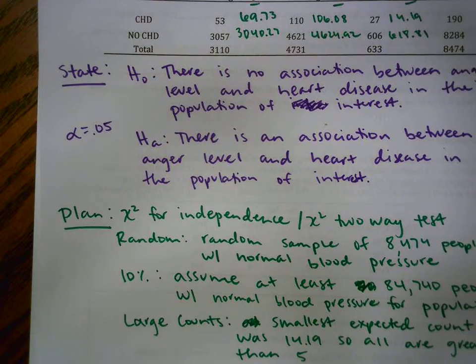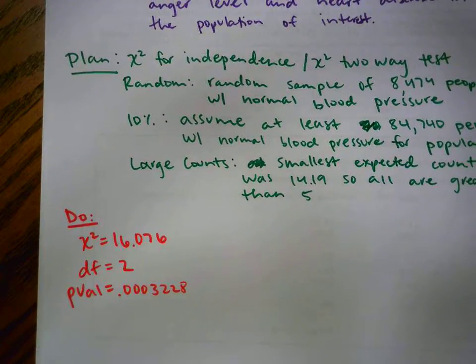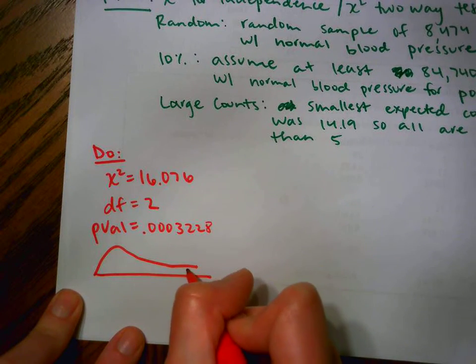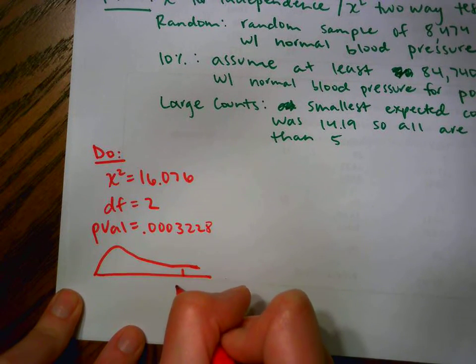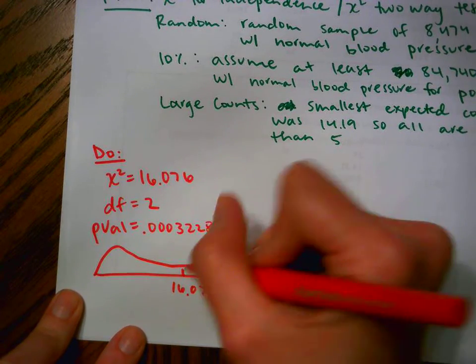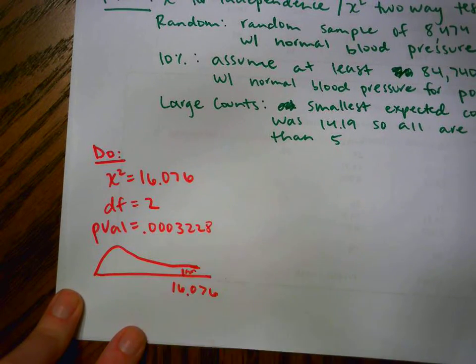So 0.000328. What does that mean when you draw your chi-square distribution? It's a really small area. That's your chi-square test statistic, and that area is 0.0003.